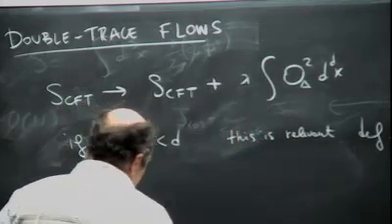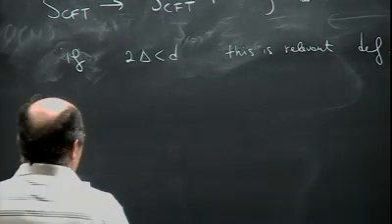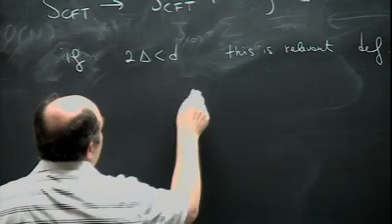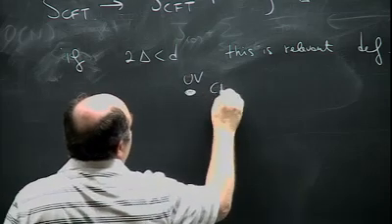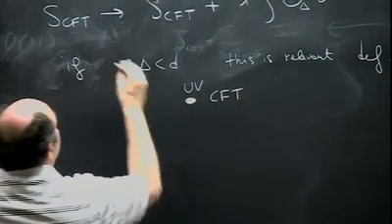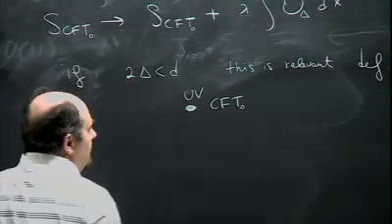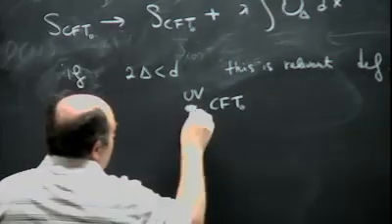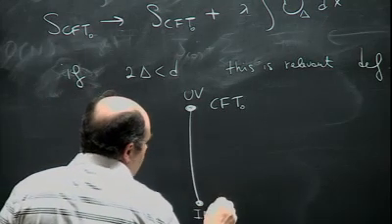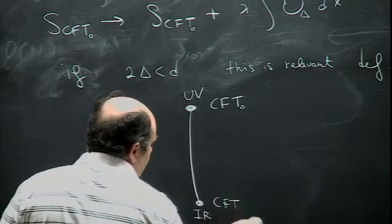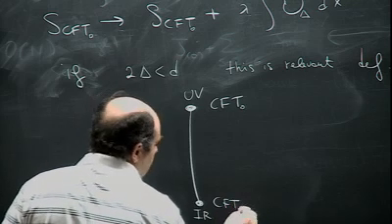One can show by large n techniques, similar to the ones that I did there, that there is a flow from the unperturbed CFT. Let me call this CFT 0. There is a flow from the CFT 0 in the UV to the new CFT, let me call it CFT IR.